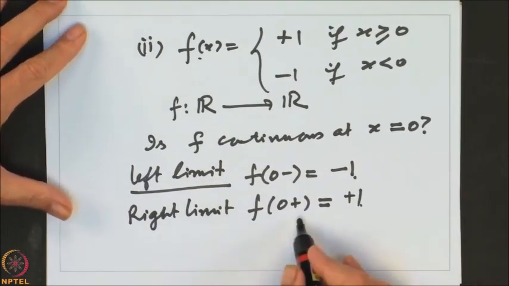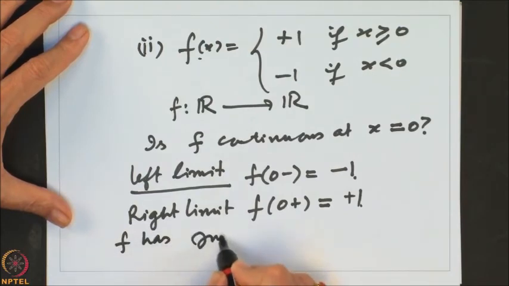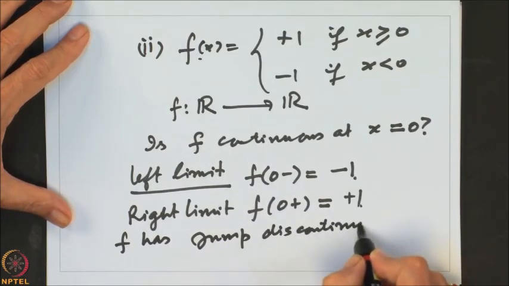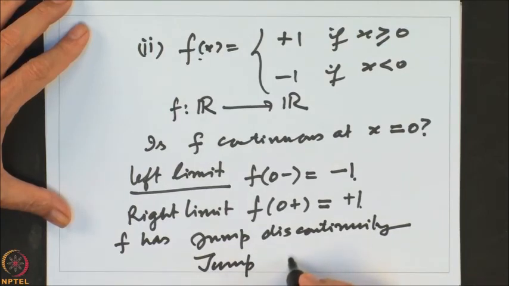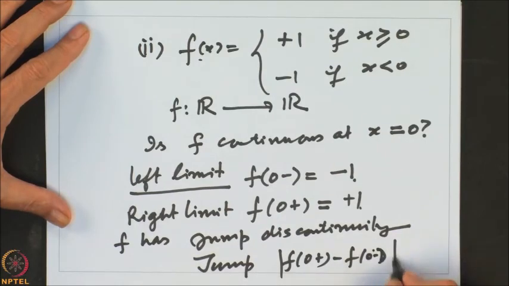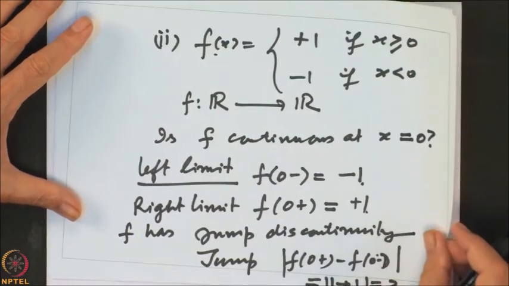So, both left and right limits exist. So, f has a jump discontinuity. And what is the jump? Jump is equal to f(0 plus) minus f(0 minus), and what is that equal to? That is 1 plus 1, which is equal to 2. So, there is a jump of 2 at that point. So, that is a jump discontinuity, and let us finally look at one more example.